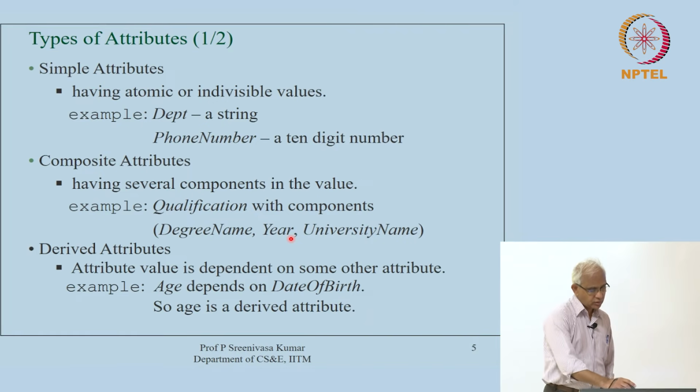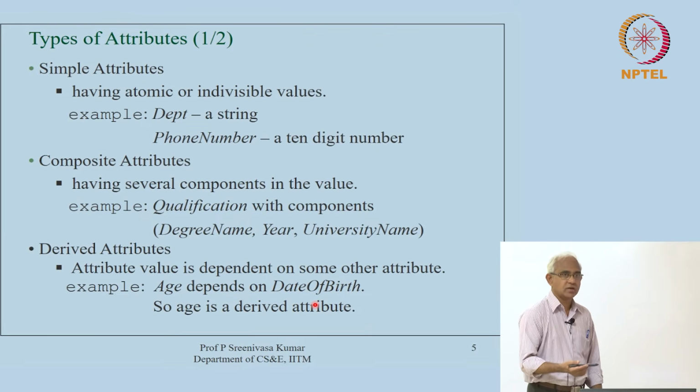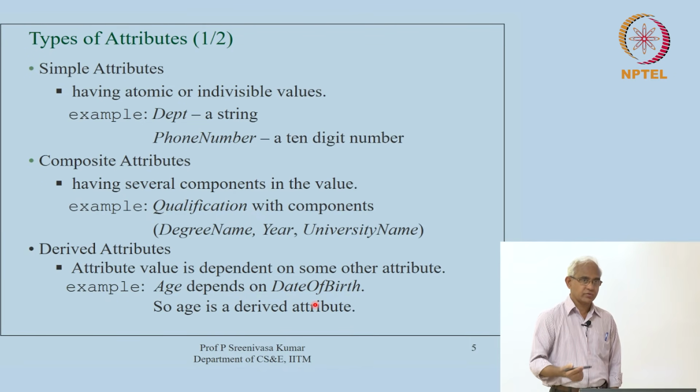Now, there are also what are called derived attributes, attributes whose value is dependent on some other attributes. The classic example here is the age. The age depends on date of birth. So, date of birth is an attribute and age is another attribute, and it is called a derived attribute, because you do not have to specify the value for age if you have already specified the date of birth. It can always be calculated and derived. So, we have the notion of derived attributes as well. Like the interest amount on a deposit is a derived attribute, because it depends on the rate of interest.